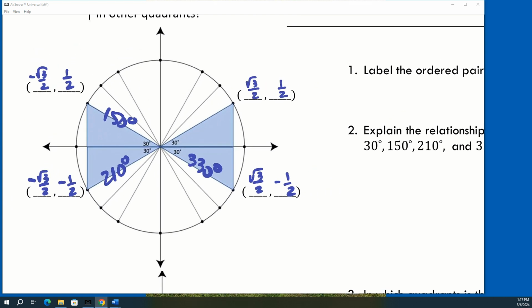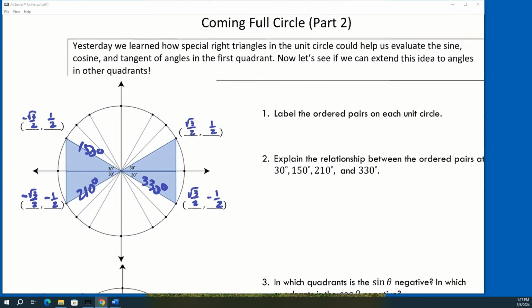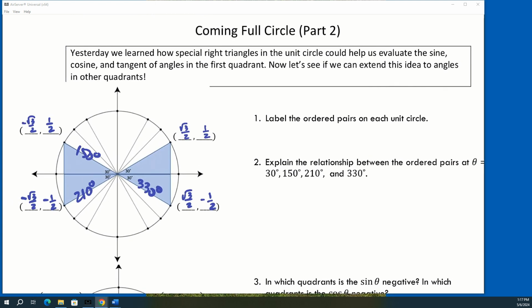All right, so number 2 says to explain the relationship between the ordered pairs for 30 degrees, 150 degrees, 210 degrees, and 330 degrees. What do you think? The x and y's are the same. They're either the same or they're opposites. Very nice.